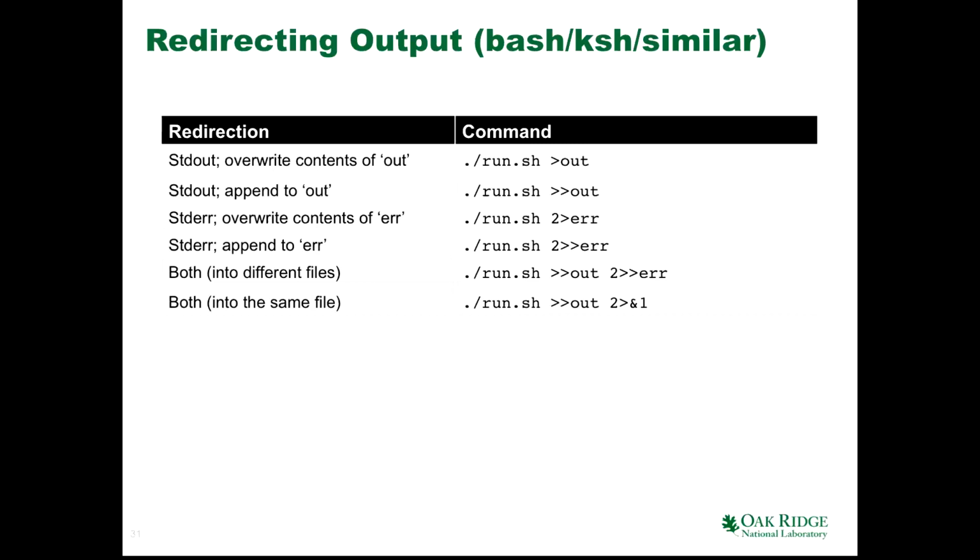In the bottom example, that syntax is a little confusing where the line ends with 2 greater than and 1. If you're familiar with C programming, you're familiar with pointers and references. You can think of that as a reference. You're saying 2, which means the standard error stream. The system considers standard output to be 1 and the standard error to be 2. So you say 2 into the address of 1. So 2 goes to wherever 1 is, and that's kind of the way I remember that syntax.